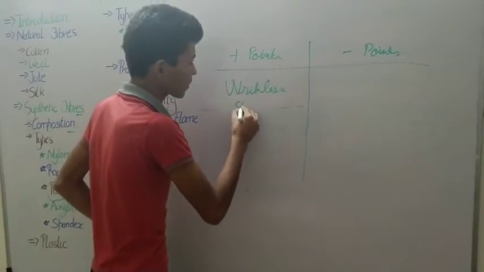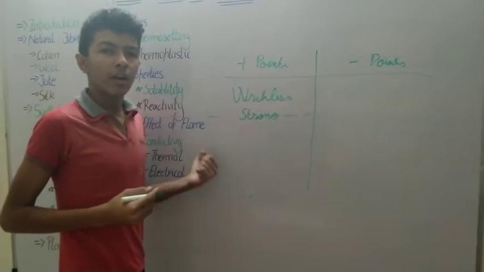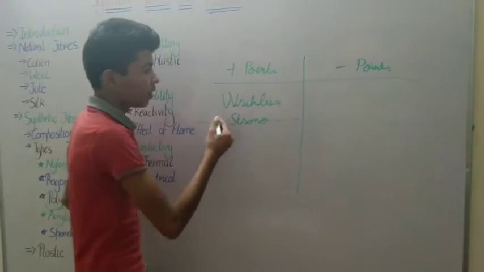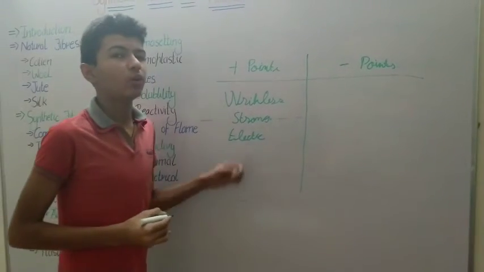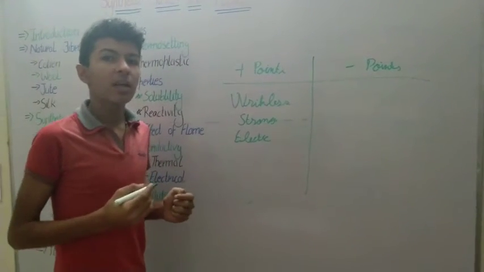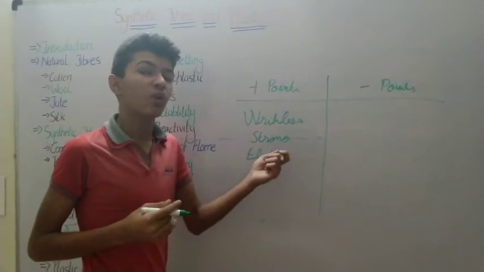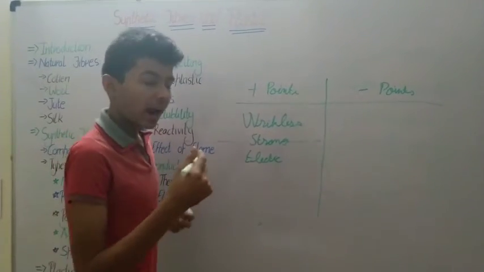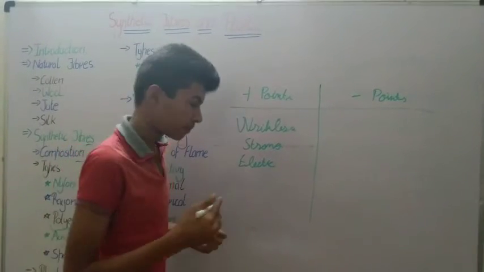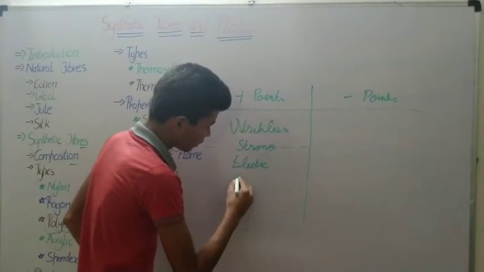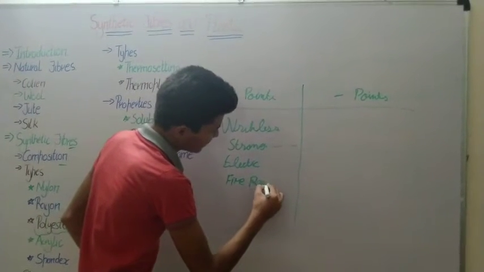They are also strong, as we see in the cases of the rayon and nylon. They are more elastic compared to the natural fibers, and they are strong. If you take an equal amount of steel wire, it would be equally strong as the synthetic fibers. And one more property is that they do not catch fire. That is, they are fire resistant.